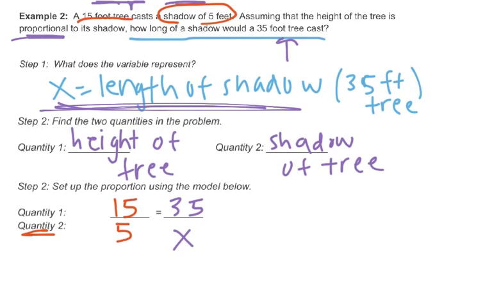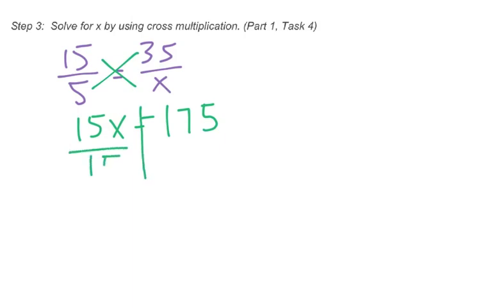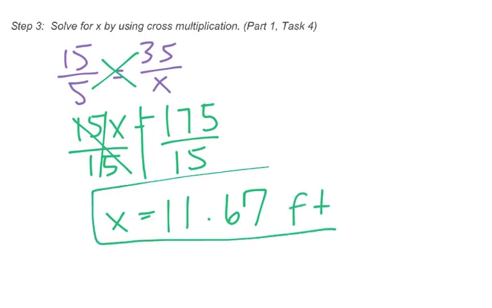And now that we have set up our equation, we can solve. So step 3 says solve for x by using cross multiplication. So we're going to cross multiply, and we get 15x equals 175. Now how do we get the x by itself? We want to divide by 15, right? Divide both sides. They cancel over here, and I'm left with x equals 11.67 feet. So that would be the shadow that the 35-foot tree would cast.